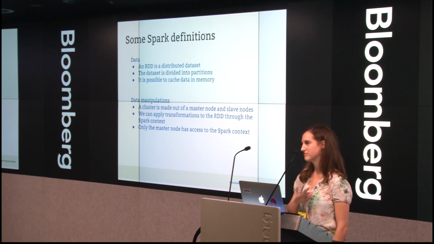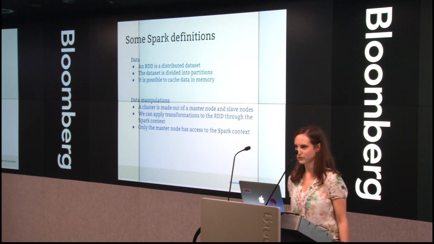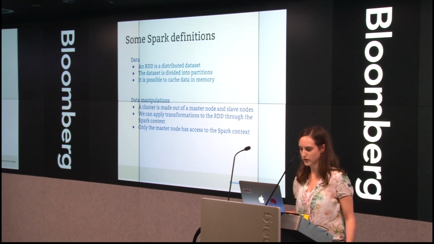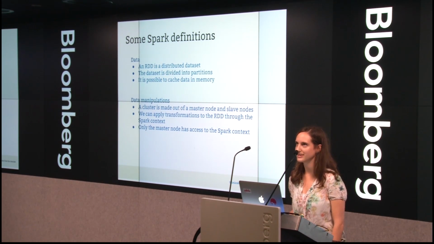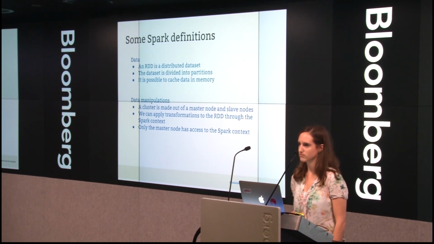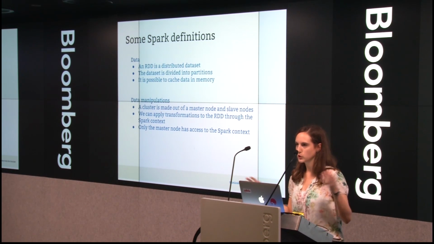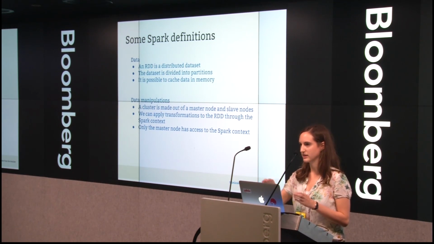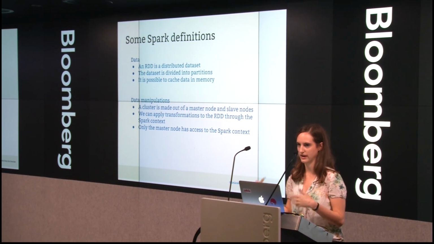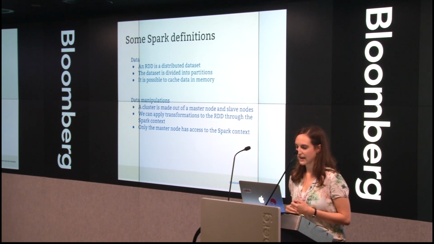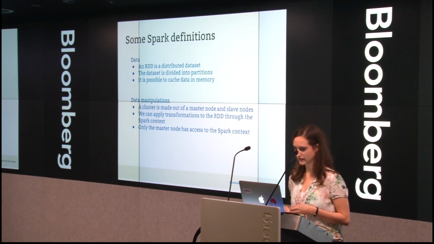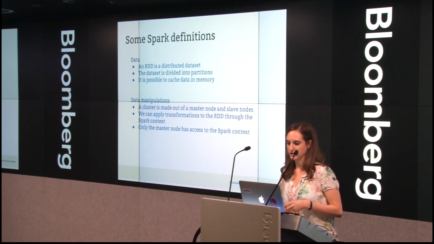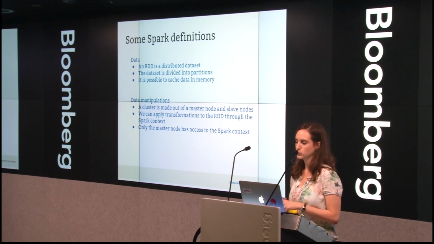Okay. So these are just, very briefly, some definitions of Spark. If I had to give a crash course in 2 minutes of Spark, this is what I would say. Spark uses something called an RDD, which stands for Resilient Distributed Dataset, which is a distributed dataset. So let's imagine you have a huge dataset, and you have to divide it into partitions. That's a word that I'm going to be using a lot, partitions. And Spark gives you the possibility to cache data in memory. So that's quite nice.